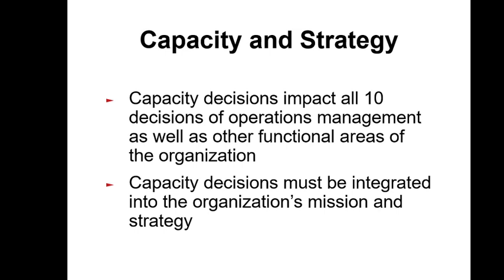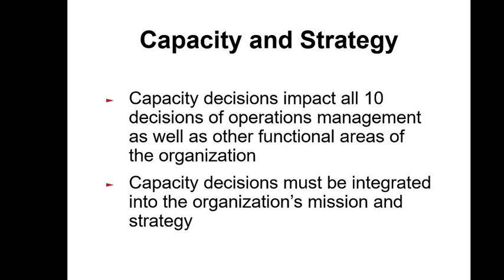I would like you to know that capacity decisions impact or influence all 10 decisions of operations management. The 10 decisions, if you still remember, that we discussed in chapter 1 when we started this semester. In chapter 1 I already gave you an idea about all 10 decisions of operations management, such as location decisions, layout decisions, quality decisions, design of goods decisions, inventory decisions, and so on.